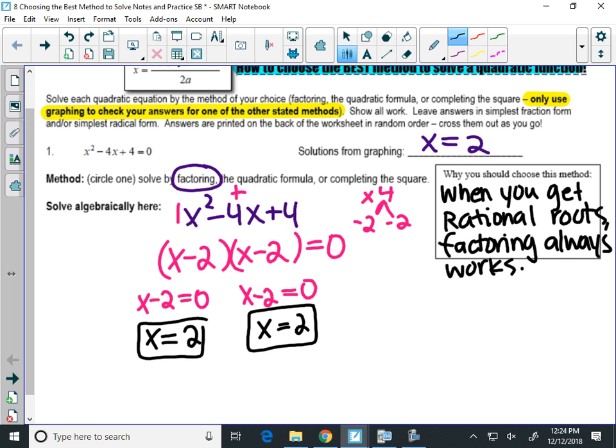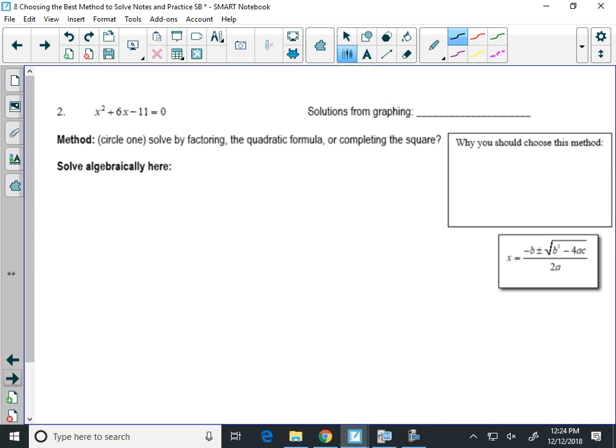All right, so let's look at option 2. I have x squared plus 6x minus 11. So like I said, let's see if I can factor this, right? That's our first option. I have a leading coefficient of 1. I have 1 times negative 11. So I need 2 numbers that multiply to negative 11 and add to 6. It's not going to factor, right? So I'm stuck now. Factoring is not going to work between the quadratic formula and completing the square.